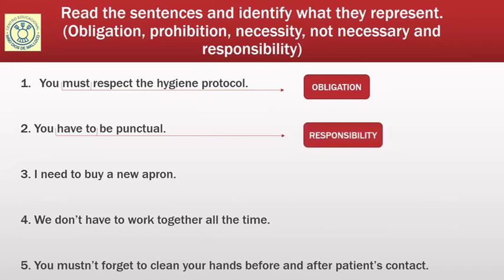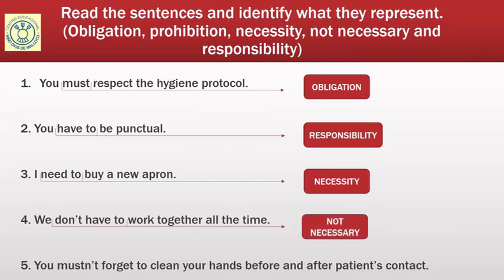Excellent. Number 3, I need to buy a new apron. We have need to, so need to represents a necessity. Excellent. Number 4, we don't have to work together all the time. We have don't have to, and in this case, don't have to represent something that is not necessary to do. Very good. And number 5, you mustn't forget to clean your hands before and after patient's contact. We have mustn't, so it represents prohibition.